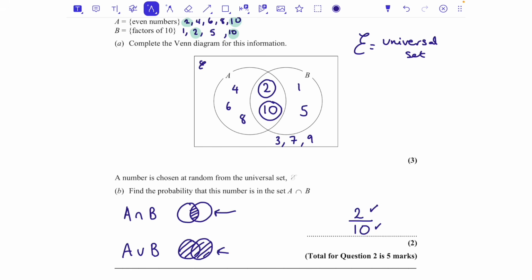If this had been the question, what's the probability of it being in the union, which is either A or B, we've got 1, 2, 3, 4, 5, 6, 7 numbers in the union, so then it would have been 7 out of 10. So that would have been the answer if that had been the question, but in this case we had the intersection, so 2 over 10.